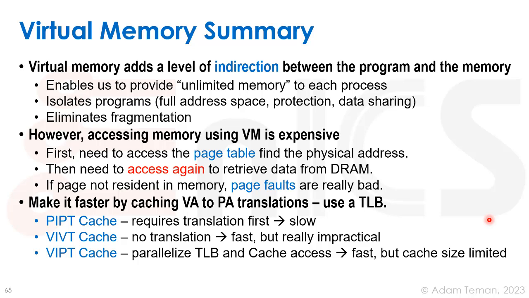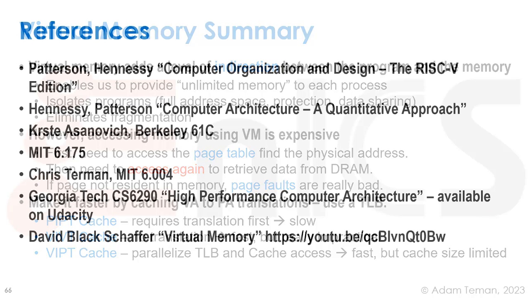The VIVT cache is really fast because it doesn't need translation, but it's kind of impractical with aliasing and the other problems that we mentioned. And finally, we have the VIPT cache, which is really what's mostly used in today's processors. It enables us to parallelize the TLB and cache accesses, and so it's fast, but it really limits the cache sizes, and therefore we see that our L1 caches are going to be pretty small.